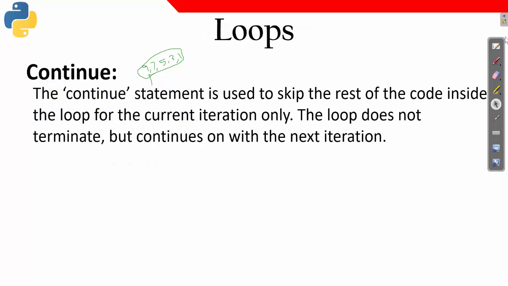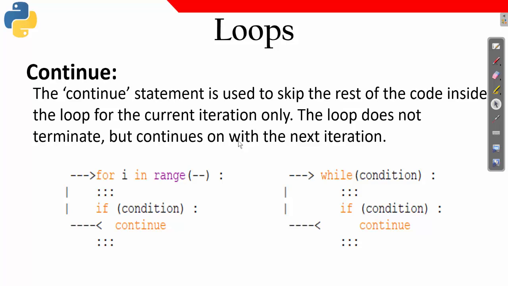Okay, now one more statement is there, that is called the continue statement. If I don't want to do something under a certain condition, then I'll be using the keyword called continue. It will skip. It is used for skipping. If you have learned the C programming language, whatever meaning continue takes there, here also I have the same meaning. I can use continue in a while loop and also in a for loop.